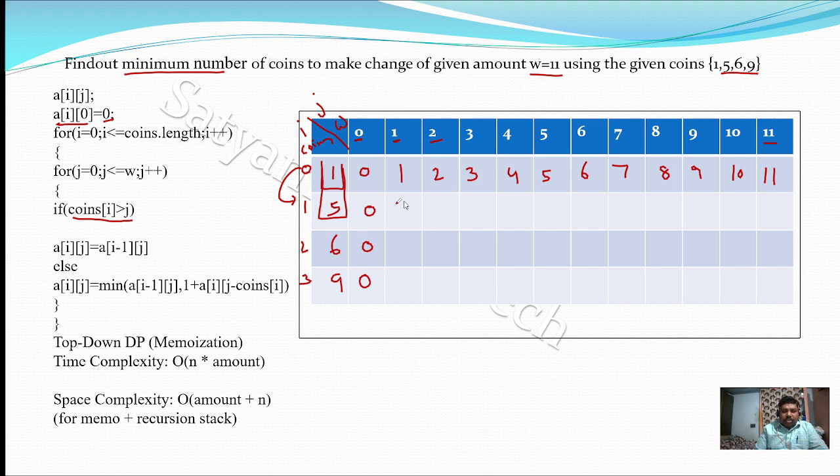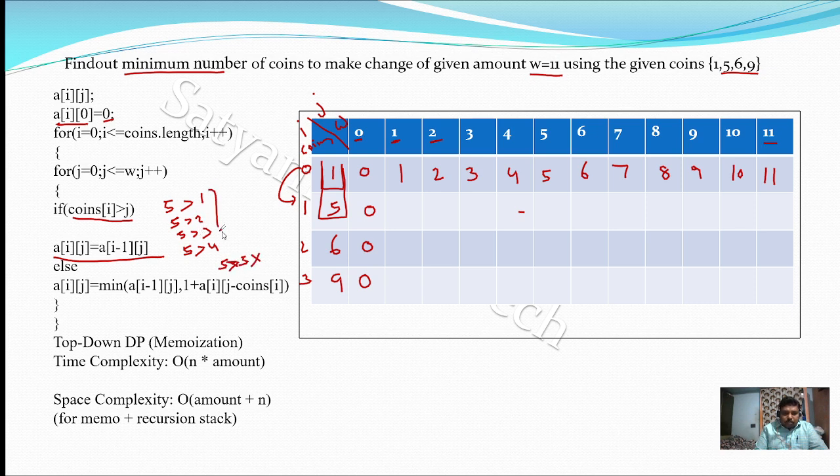Then you can take the previous value, that is A of J equal to A of I minus 1 j. So you can see here, here it is coins of I, and coins of 1. Coins of 1 value is 5 rupee coin. Here it is 5 greater than, what is the j? J value is 1. Condition is true. Like that, up to this point, 5 greater than 2 condition is true, 5 greater than 3 condition is true, 5 greater than 4 condition is true. Okay, 5 greater than 5, the condition is fail.